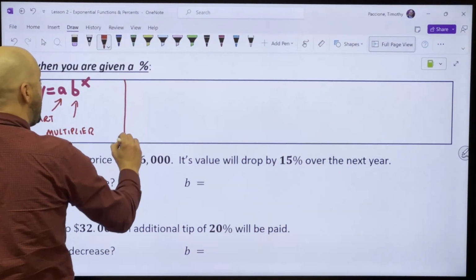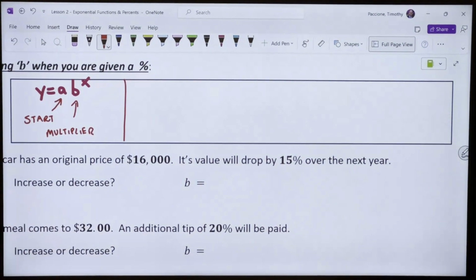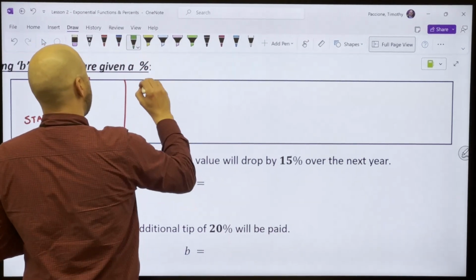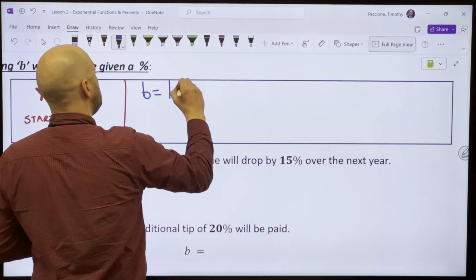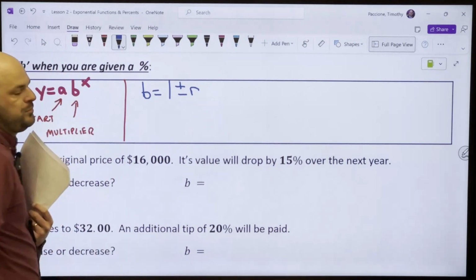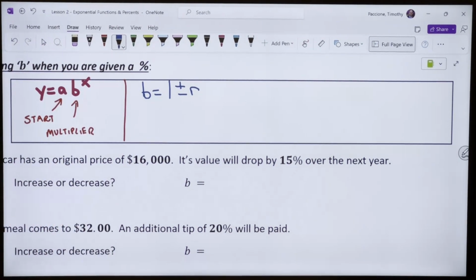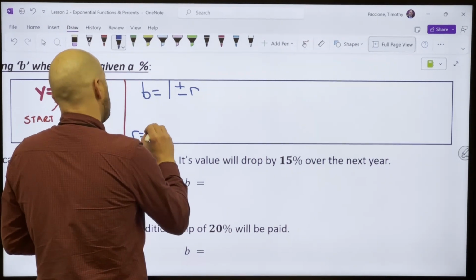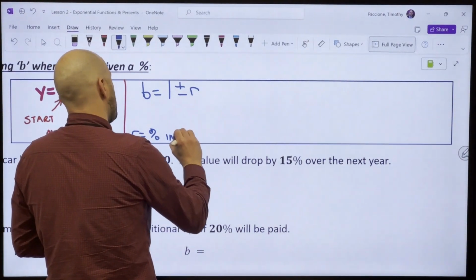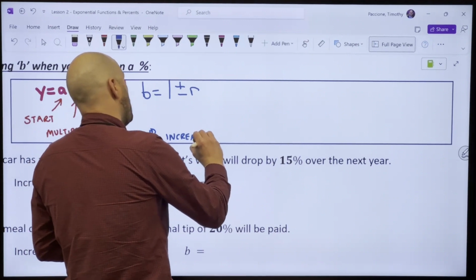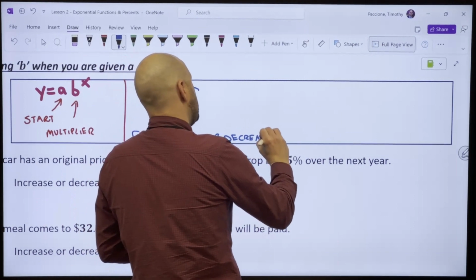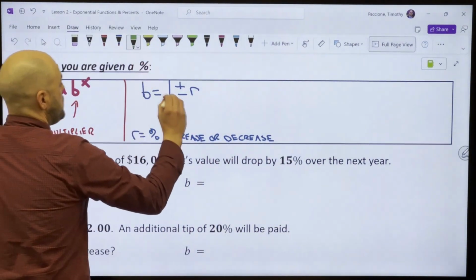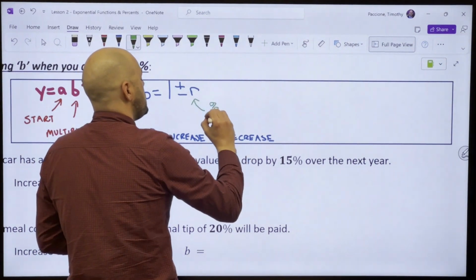But what if somebody says, hey, it's growing by a percent? It doesn't tell you what to multiply by. You need to figure it out. You need a formula. And that formula says b equals 1 plus or minus r, where r is the percent. R equals the percent increase or decrease. And that will tell you whether it's plus or minus.